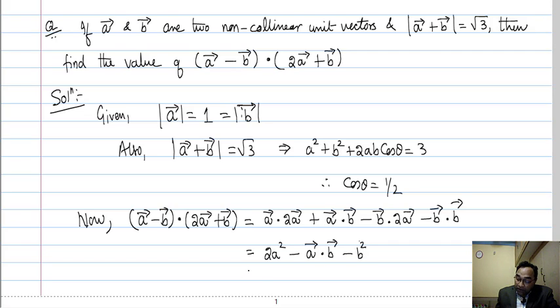A square is 1, and B square is also 1. So you get 2 minus 1, which is 1, minus A dot B, which is AB cos theta. So this gives us 1 minus cos theta, which is 1 by 2. So the value of the given expression is 1 by 2. See how we can use the concept of dot product to evaluate such expressions.